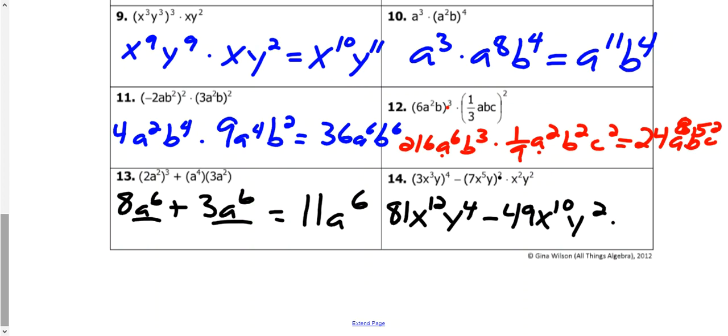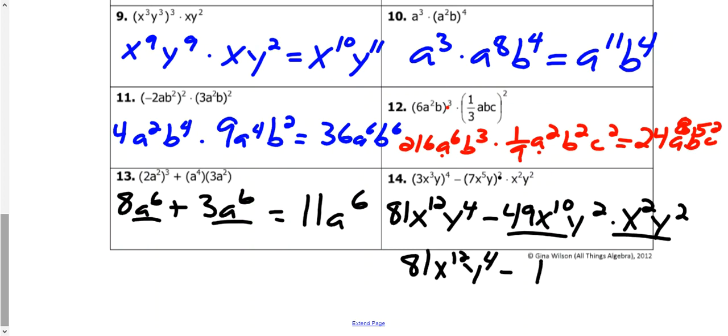and that's being multiplied by x squared y squared. So I'm going to drop this down, 81x to the 12th y to the 4th. And we have these being multiplied together. So we multiply them together, we add the exponents, so that's minus 49 x to the 10th times x to the 2nd gives us x to the 12th. Y squared times y squared would be y to the 4th.